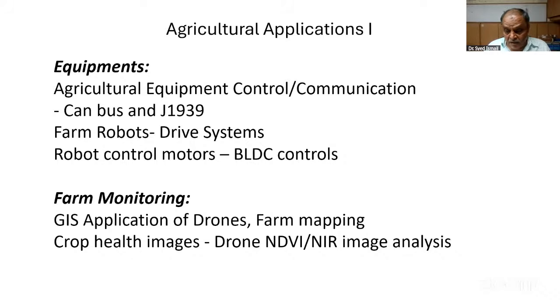Farm robots are getting popular in Asia also, and the drive systems: how the robots are driven, how the motors are driven, what type of motors, we have to learn that. In robot control, we use something called BLDC. People don't know what it stands for. I have seen this in several places. I think we'll explain all those things slightly, to know the basic principle of how they work, what BLDC is and how it works.